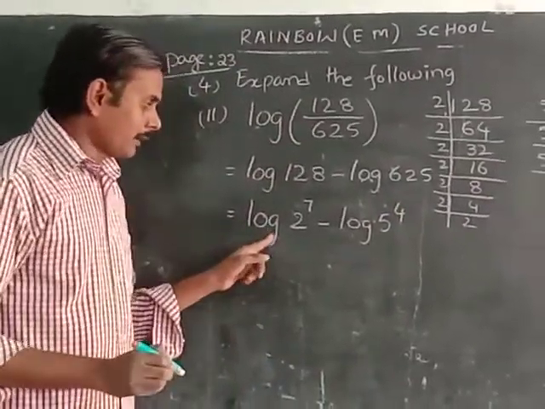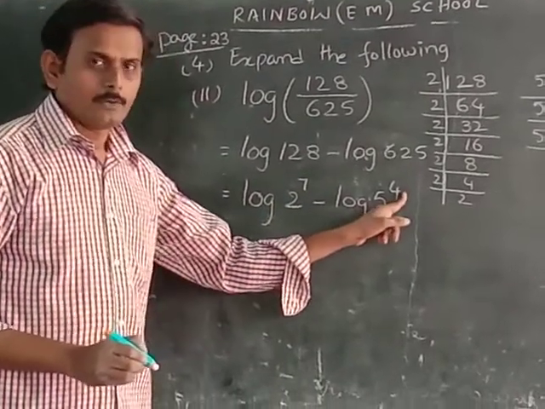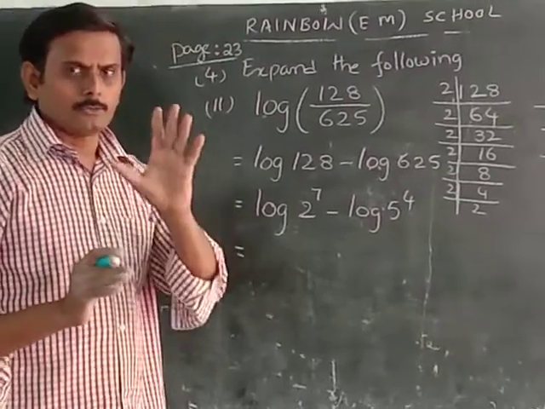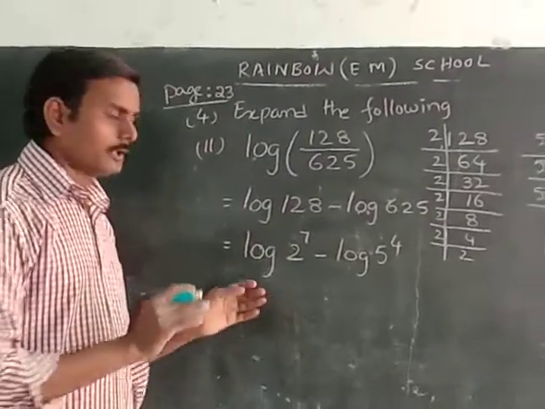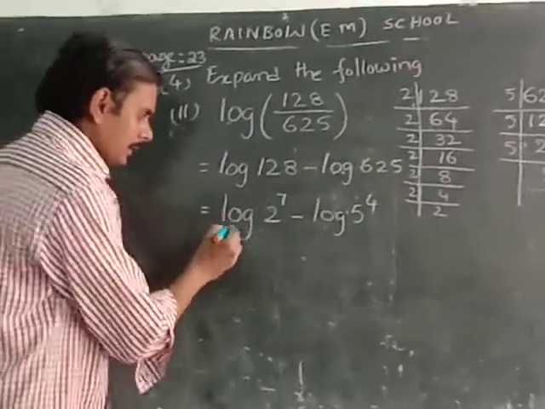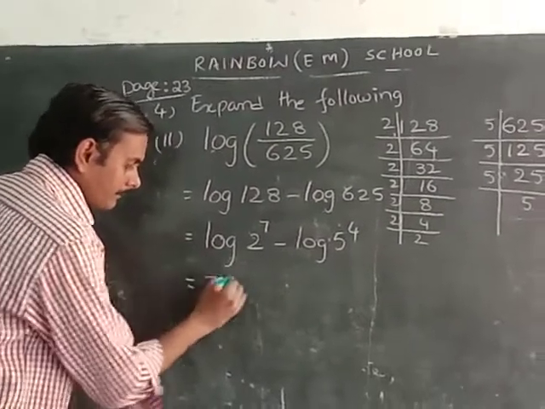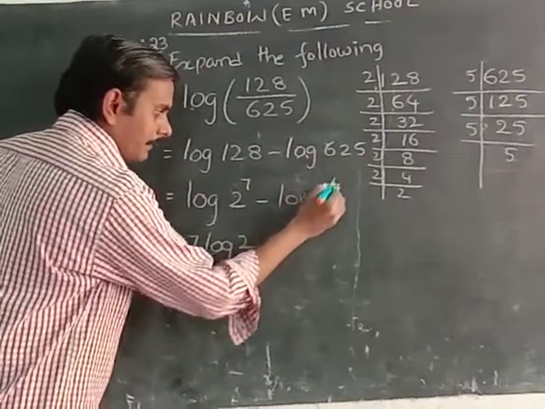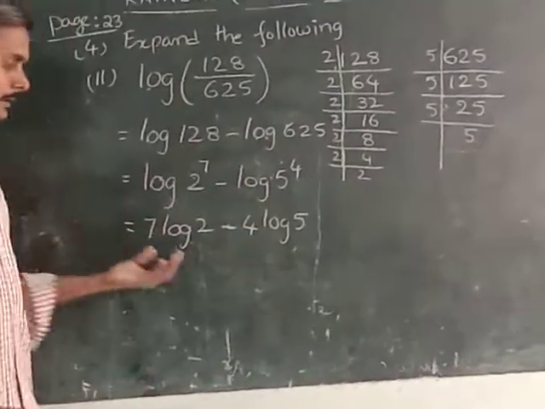Now it is in the form of log x power m. Basically, you have to remember all 5 logarithm laws. Only if we have those can we get it easily; without them, we can't understand the sums. Log x power m is m log x, so 7 log 2 minus 4 log 5. This is the answer.